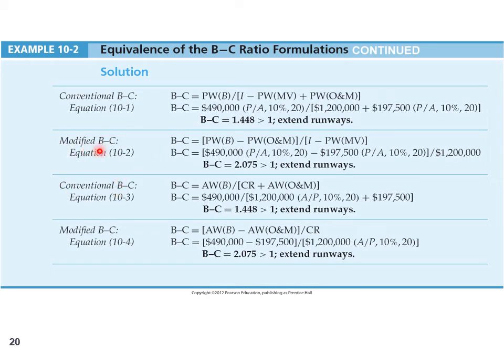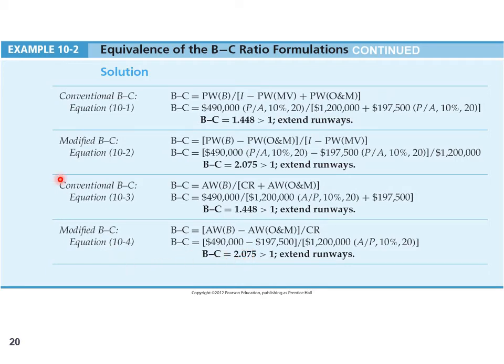If you use modified BC version of the problem with present worth, you see what we did. We use this operating and maintenance cost as a negative in the numerator now. Okay, and in the denominator we have this, and you see the BC ratio is now different. But if you use modified BC ratio with annual worth instead of present worth, you will obtain the same value as you can see. Okay, and if you use modified BC with future worth, again you will obtain the same.